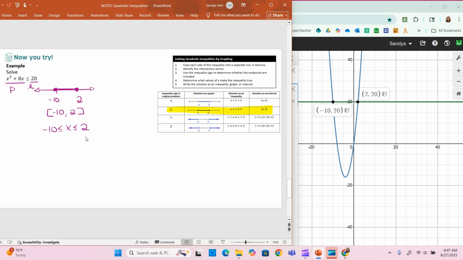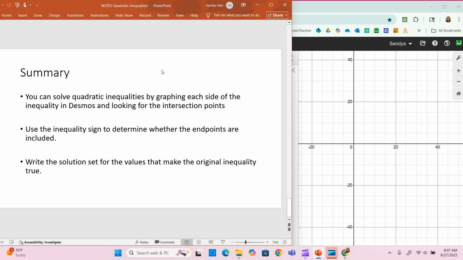So you can solve quadratic inequalities by graphing each side of the inequality in Desmos and looking for the intersection points. Use the inequality sign to determine whether the endpoints are included, and then write the solution set for the values that make the original inequality true.